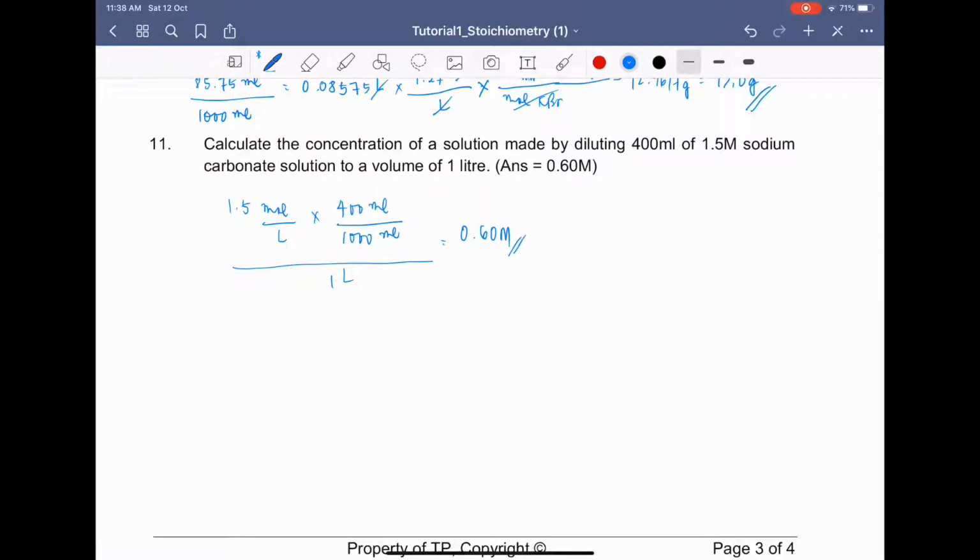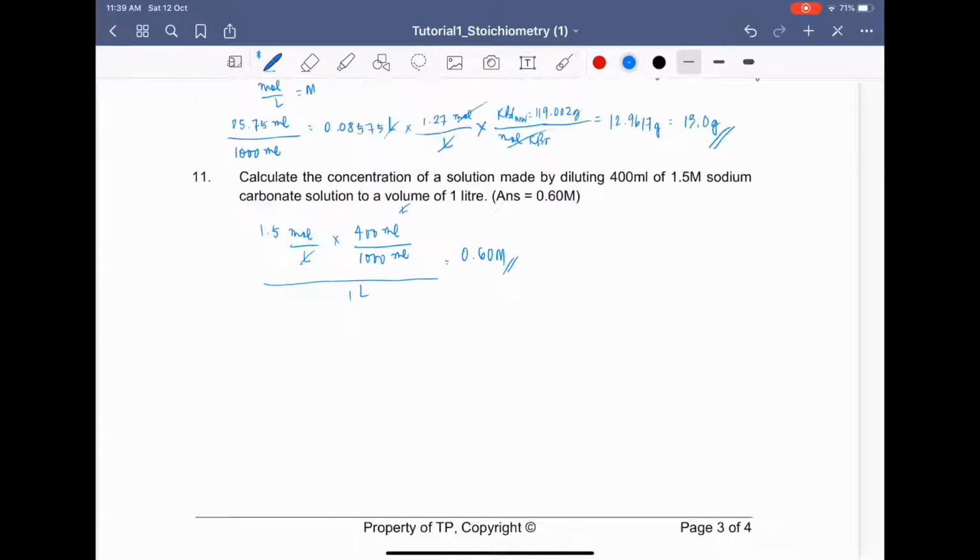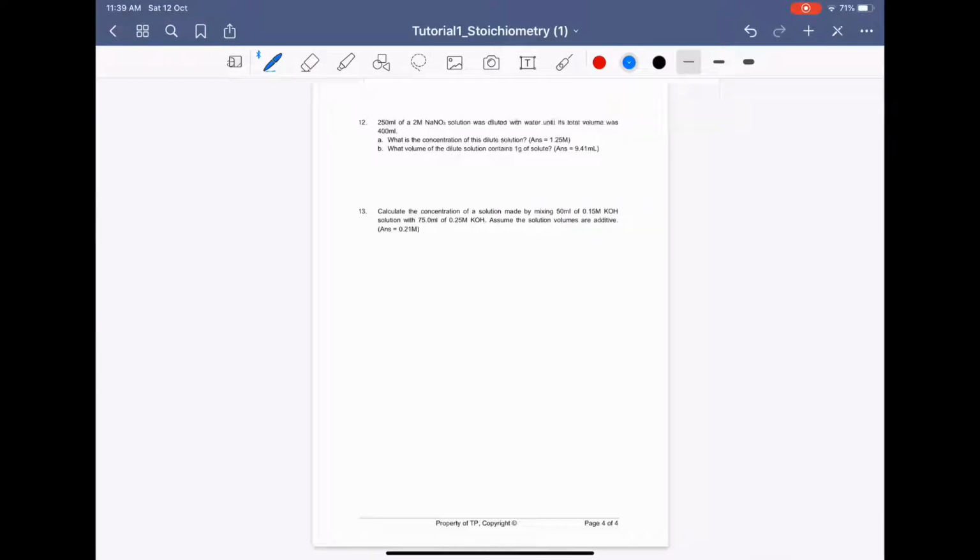0.60 molar. Okay, let's cancel the liter. So what we have left is mole per liter.